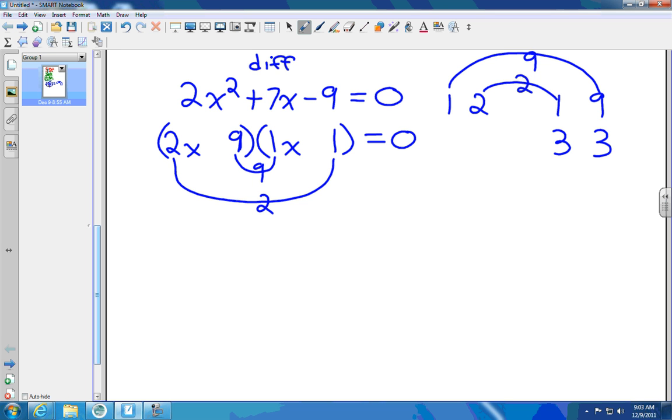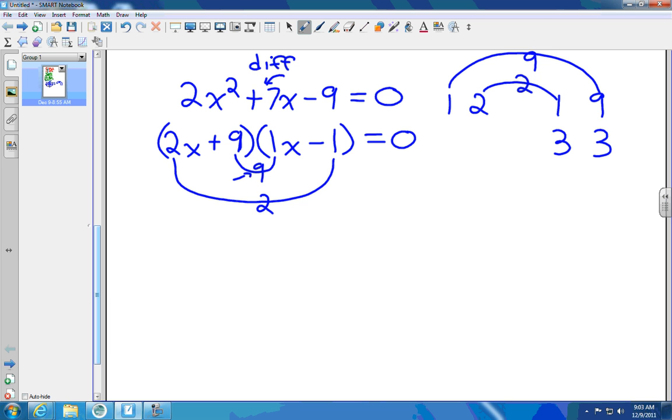Because we need the same as this middle number. The middle number there is positive 7. So our bigger number 9 here has to be positive. So if we make that negative, we would have negative 9 times 1, right? But we don't want that. We want positive 9. So the other one has to be negative.